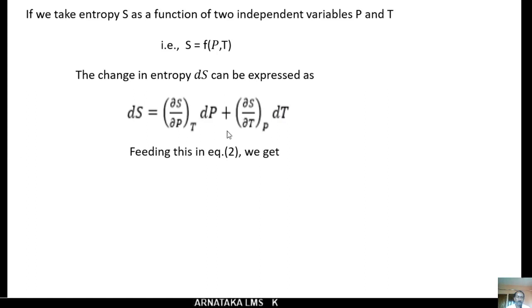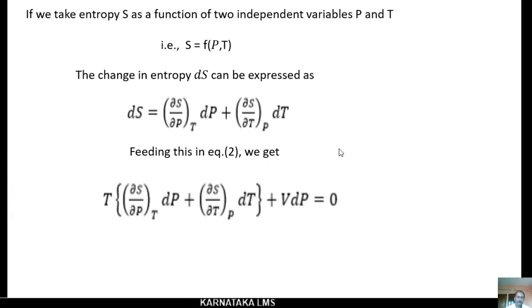Therefore, we just substitute this in equation 2. We get the equation 2: T ds is like this, T into ∂S/∂P into dP plus ∂S/∂T into dT plus V dP. This is T into dS, where dS is from this equation, substituted here in equation 2, which is equal to 0.